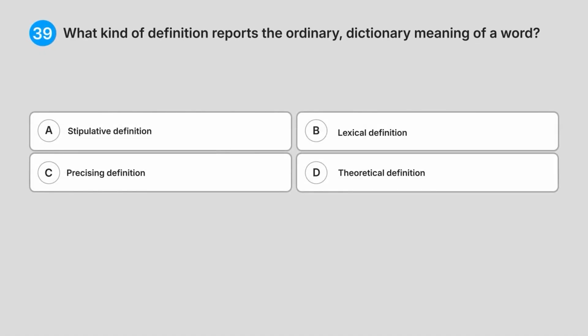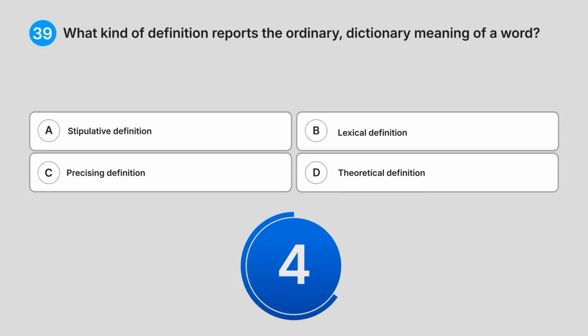39. What kind of definition reports the ordinary dictionary meaning of a word? A. Stipulative definition. B. Lexical definition. C. Precising definition. D. Theoretical definition. Can you guess the answer?